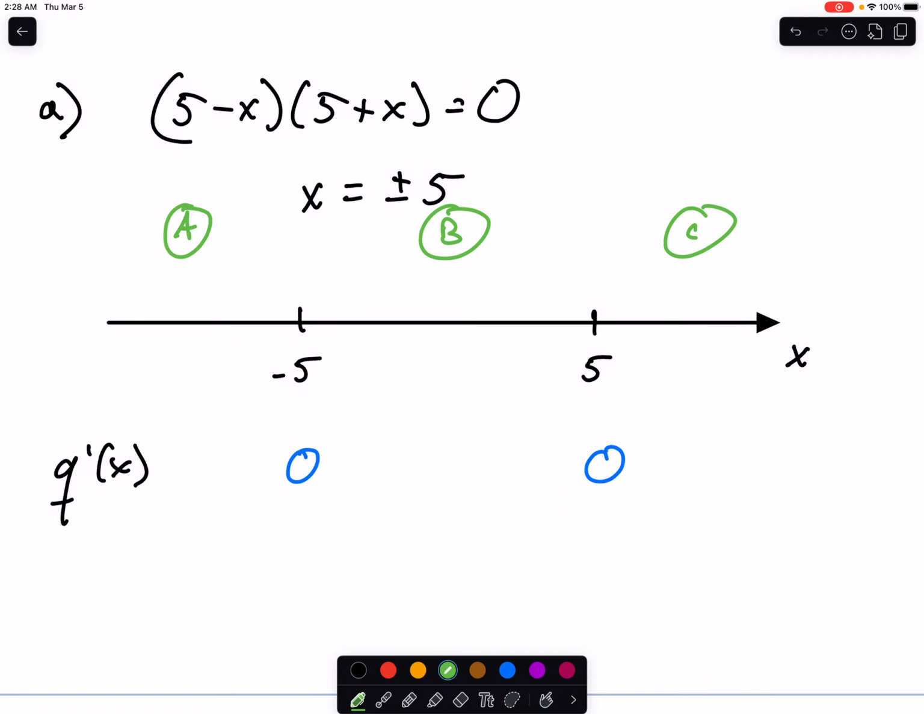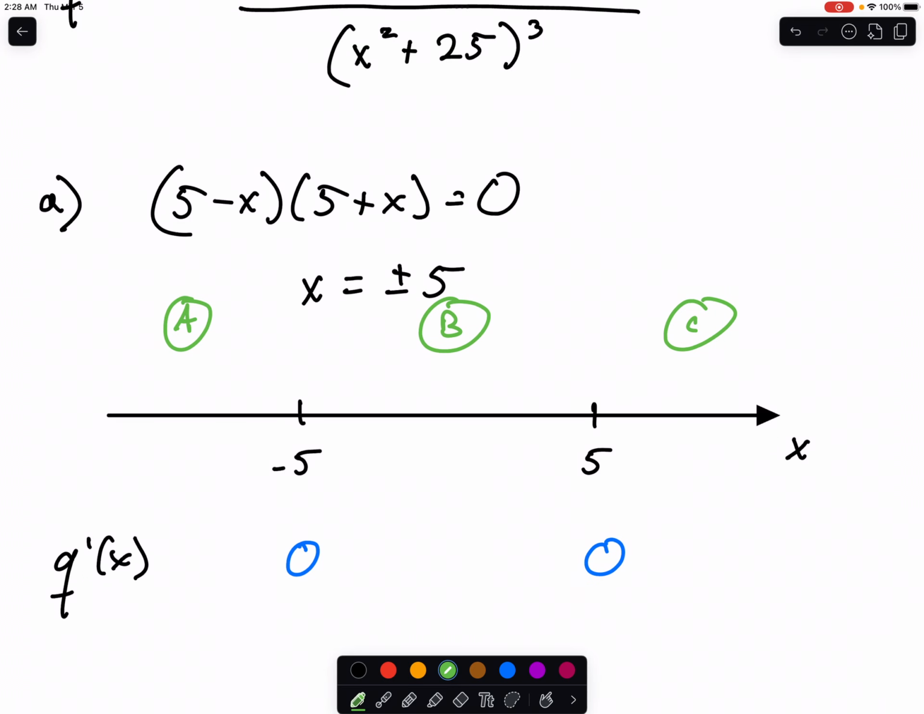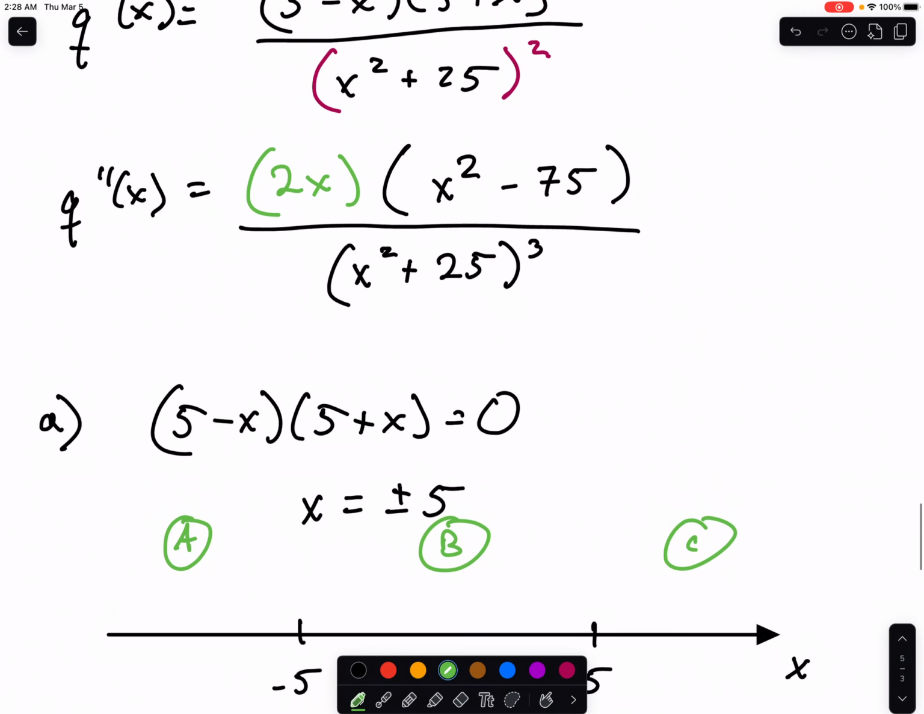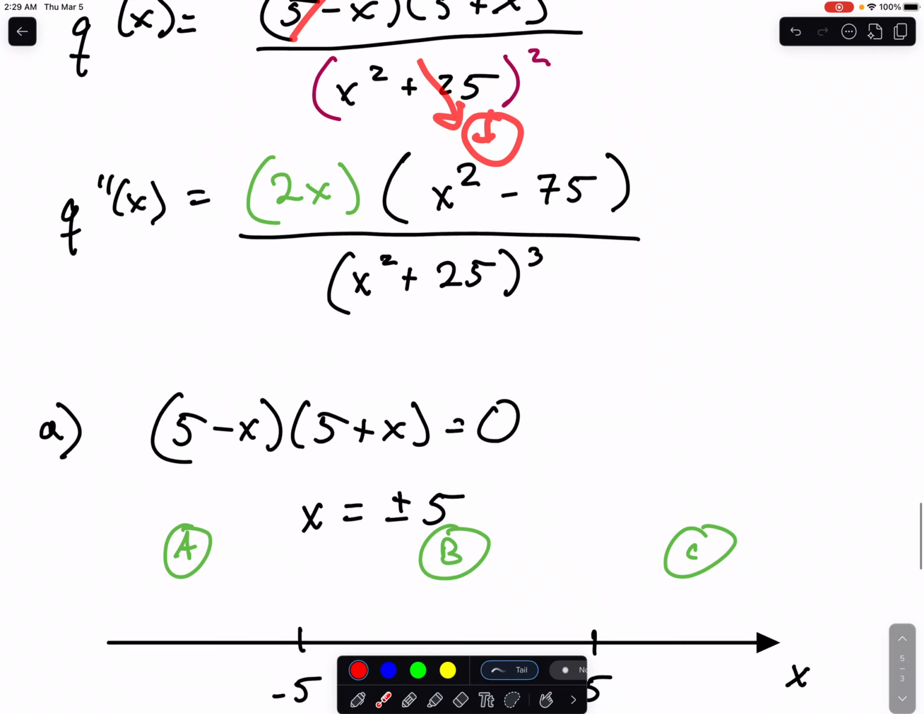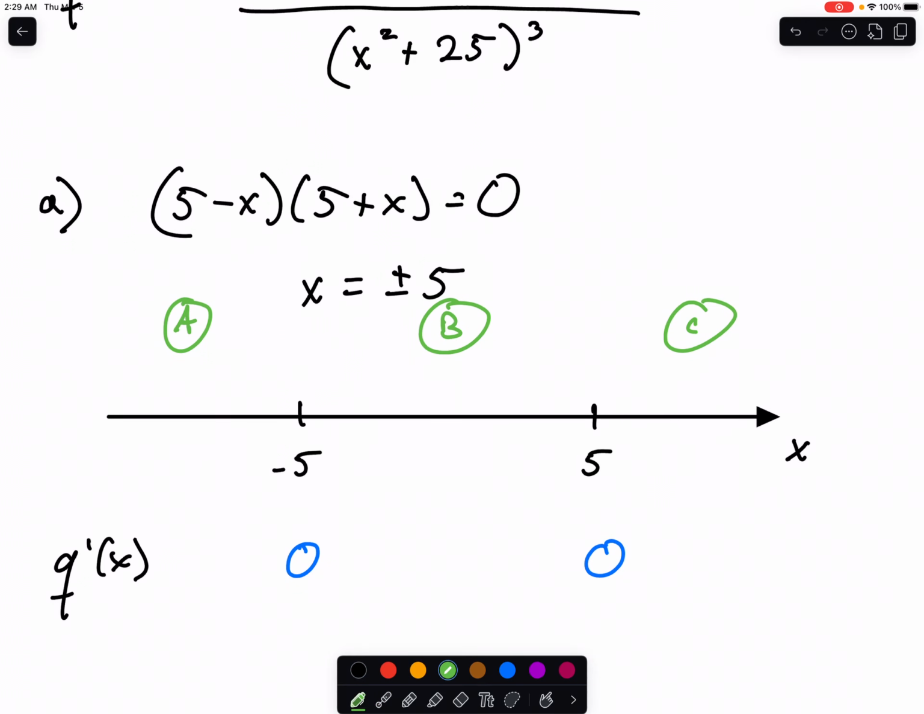So we want to choose a point from each of these regions to test in q prime, and we're really just trying to determine if q prime is positive or negative. For instance, in region A, we can choose a number like -6. If we plug -6 into q prime, this factor is going to be positive, this guy is going to be negative, and I think this guy is going to be positive. So a negative divided by a positive is ultimately negative. So q prime is negative, which implies the original function is decreasing.